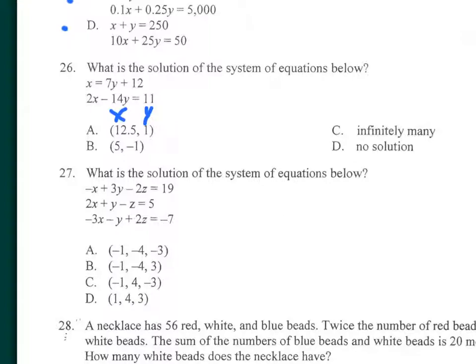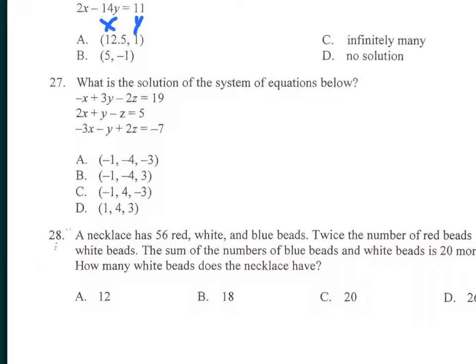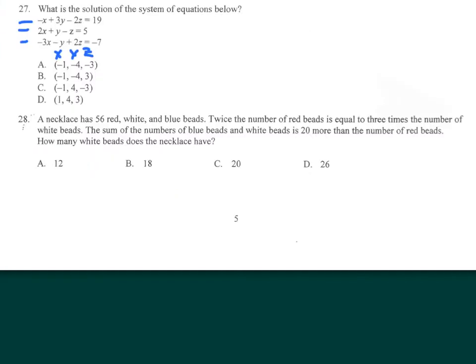Same thing for number 27. If you want to hit pause and work on 26, that's fine. Number 27 is the same concept. The only difference is, take a look, you've got 1, 2, 3 equations now. So in A, you've got x, y, and z. That's how you need to plug them in and work those out. So hit pause and take some time and work those out.